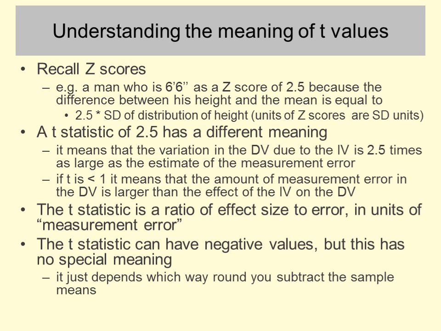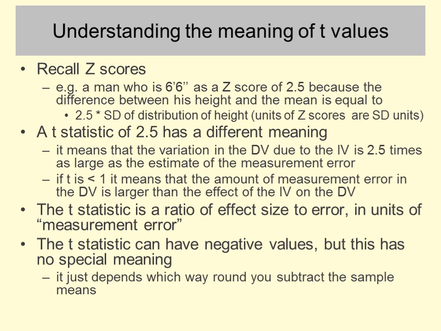So what's the meaning of a t-statistic of 2.5? This time the 2.5 means that the variation in the dependent variable that is caused by the independent variable is 2.5 times as large as the estimate of the measurement error in the experiment. So immediately we can see that if t is less than 1, that means that measurement error is larger than the effect of the independent variable, and so probably we're not going to be able to conclude much positive about the effect of our experimental manipulation.